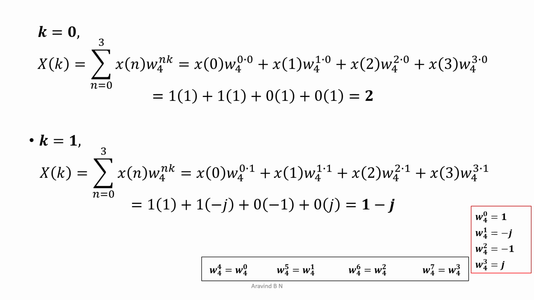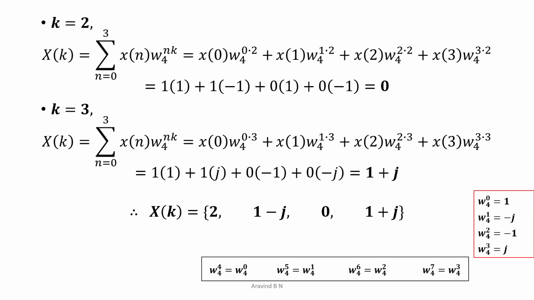Let us continue this with respect to k is equal to 2 as well as k is equal to 3. With respect to k is equal to 2, a similar solution we have done. But one thing you have to observe over here is the twiddle factor. Just go through the twiddle factor. Since k is equal to 2, this will become 2, and the sequence number n takes 0, 1, 2 as well as 3.